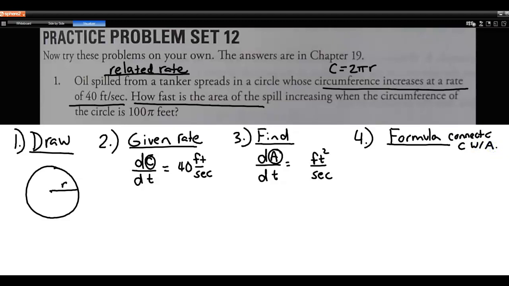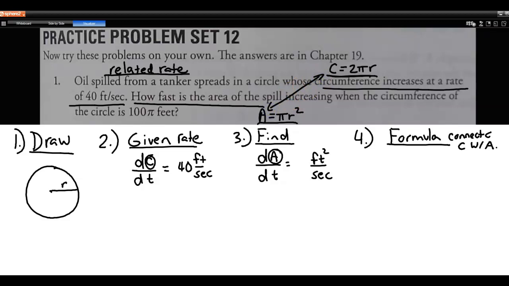All right, well, that's a little bit tricky. I've got a formula that connects C to R, and you guys might remember how to find the area of a circle. Area is pi r squared. So I've got a formula that connects area to radius. So these guys are connected somehow, right? If the circumference is connected to the radius and the area is connected to the radius, well, that would mean that somehow the area and the circumference have to be connected to each other.